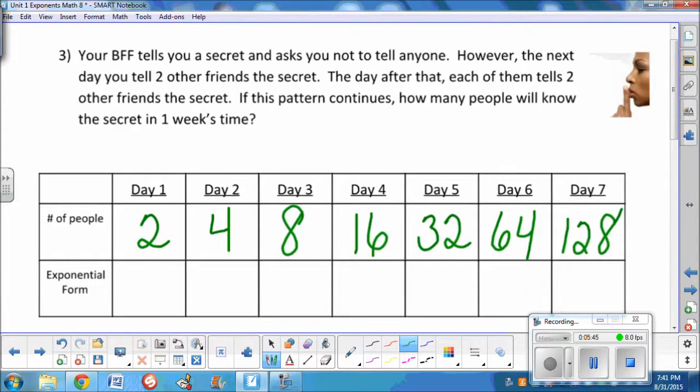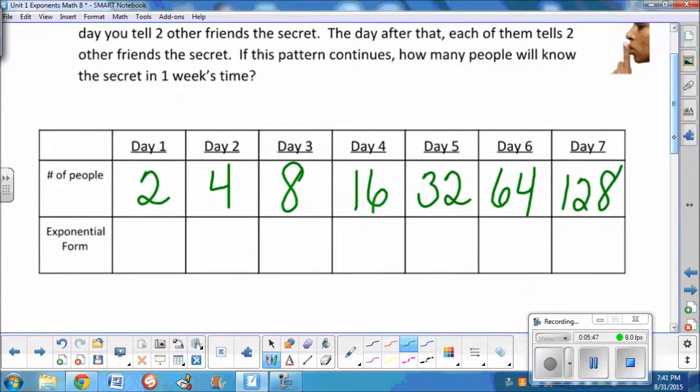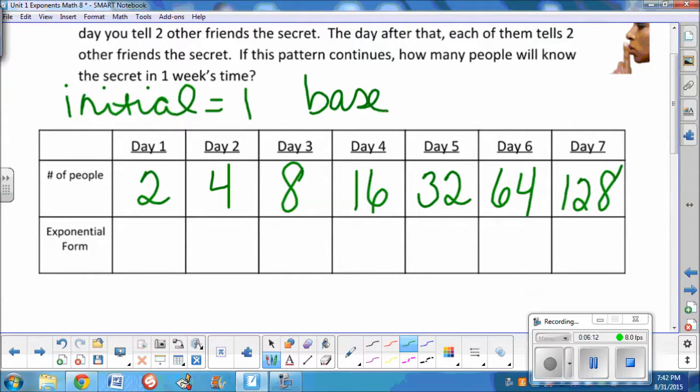So now I've added another line here in our table to talk about exponential form. So initially, how many people knew the secret? The initial is just one person, your BFF, she's the one who knew the secret. So just one person knew the secret. And then what were we multiplying by? We were multiplying by 2. So our base, our multiplying value is 2.